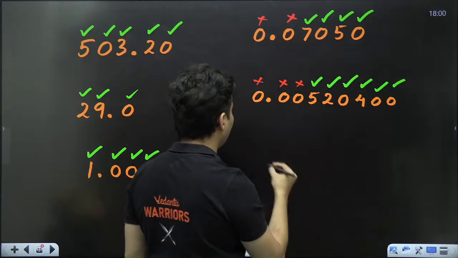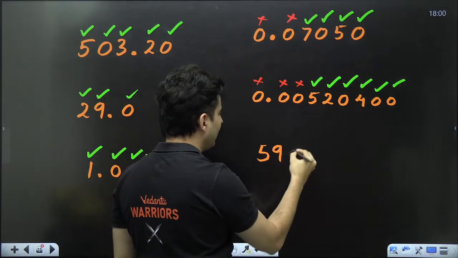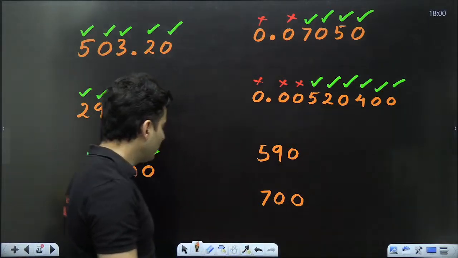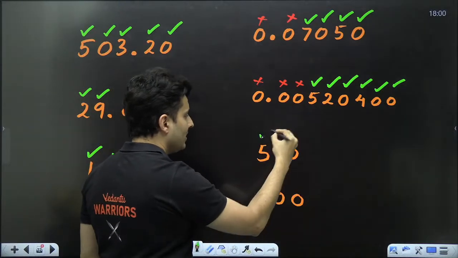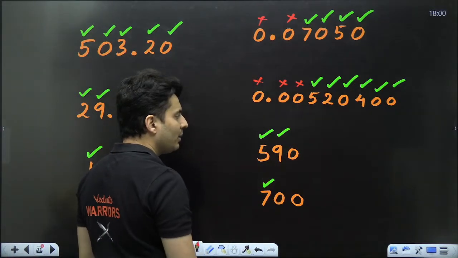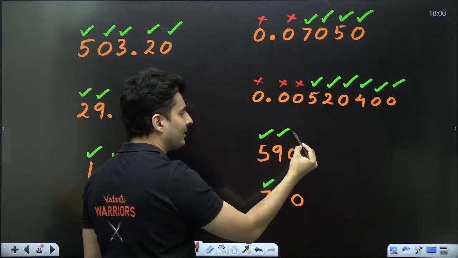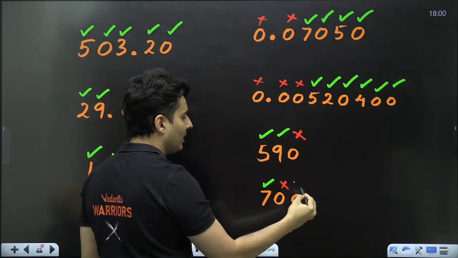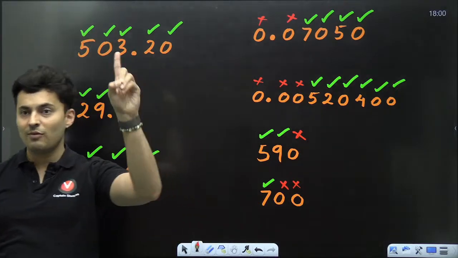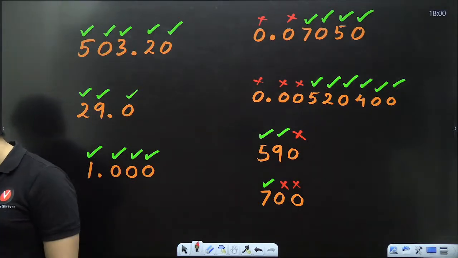But what if I just write the number like 590 or just 700? What do you think now? This is significant, this is significant. Is this 0 going to be significant? No, because it is not after the decimal. So these are not significant. So please understand, 700 has only one significant figure. That's a common mistake which many students have.